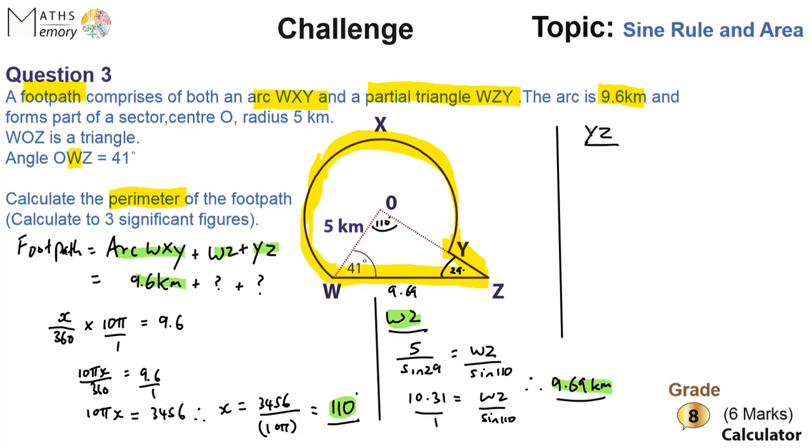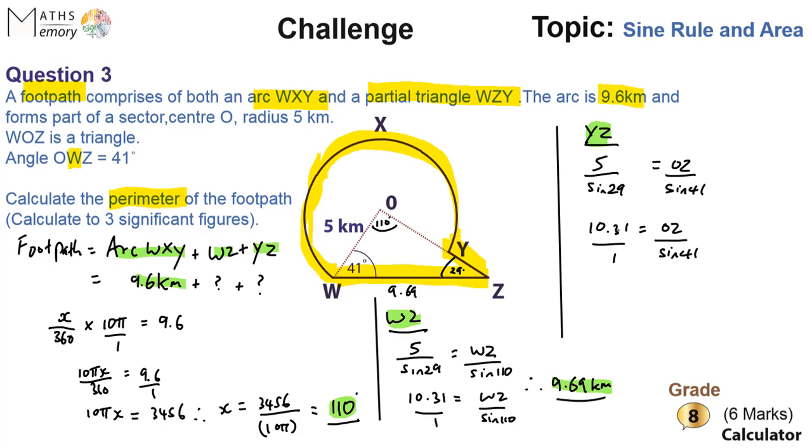And again, we can figure out a full pair, half pair scenario with this. So we have 5 over sine 29 equals, let's say, it's a 5 and this one. And we have 41 and we have this one over here, OZ. So we can say OZ over sine 41. We know that this divided by this from the previous example was 10.31 equals OZ over sine 41.